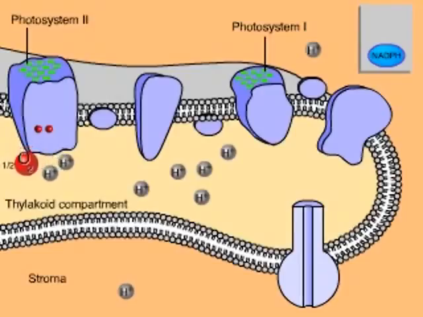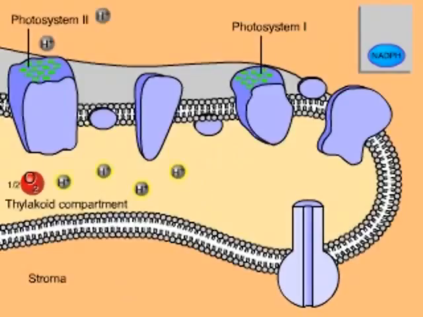Photosystem 2 replenishes its electrons by splitting water. Hydrogen ions and oxygen are released into the thylakoid compartment. This is where the oxygen gas generated by photosynthesis comes from. The buildup of hydrogen ions inside the thylakoid compartment stores potential energy.